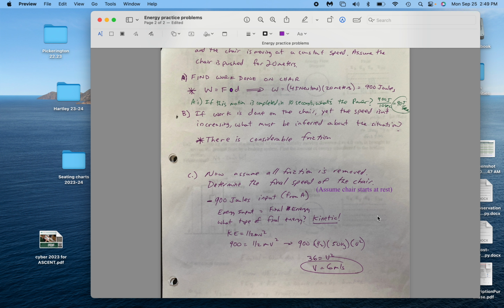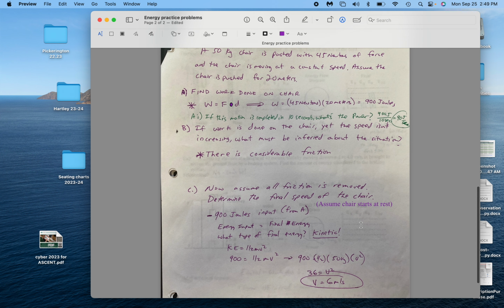Okay. So 900 joules of input energy is going to equal the final energy. The type of final energy is kinetic. So I've got that 900 joules is now going to equal 1/2 m v squared. So that says the chair will be moving 6 meters per second. That's about 20 feet per second. That's kind of fast. That's most of the way across the room in 1 second. So that would be kind of a dangerous thing.